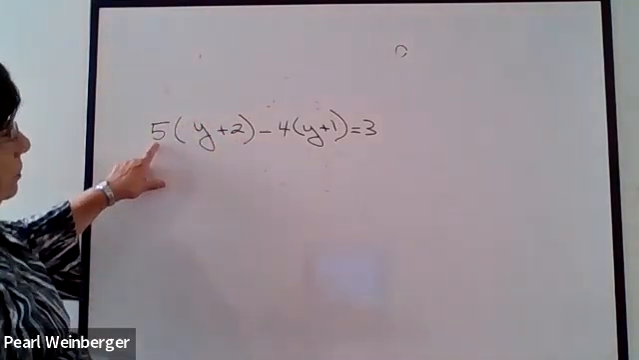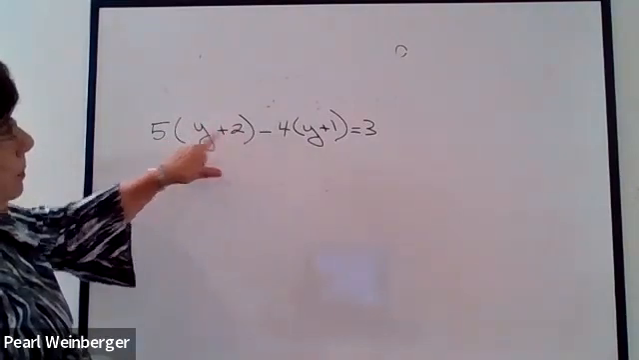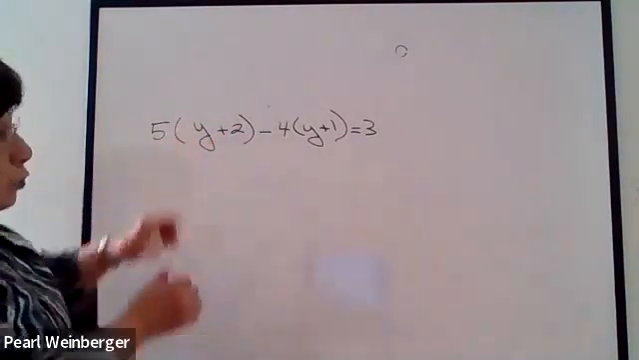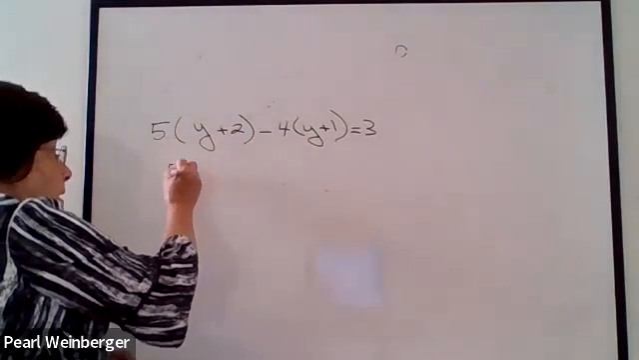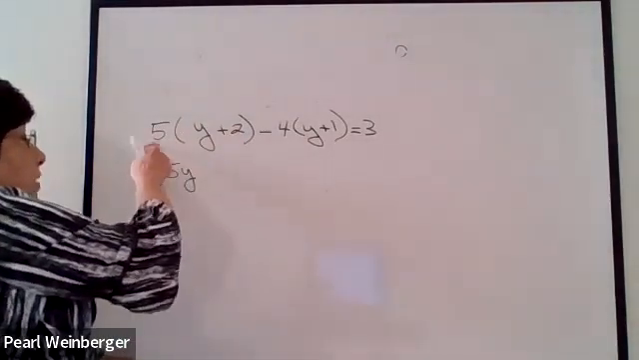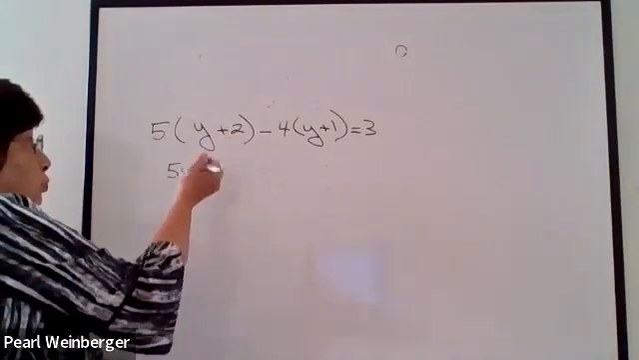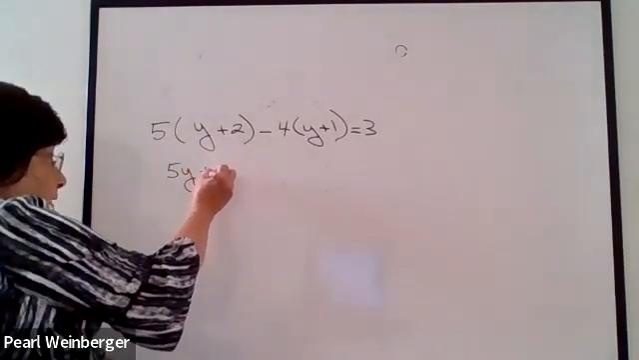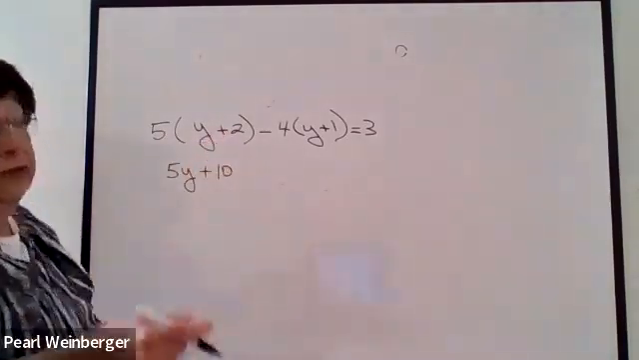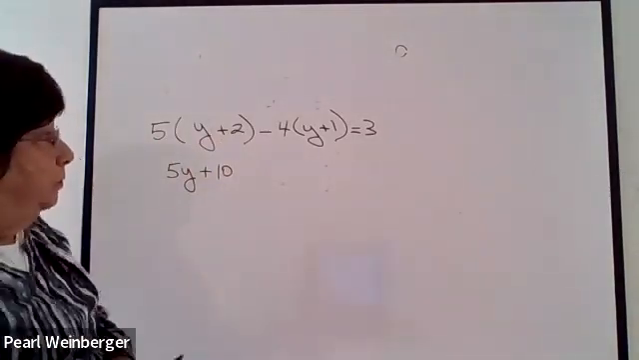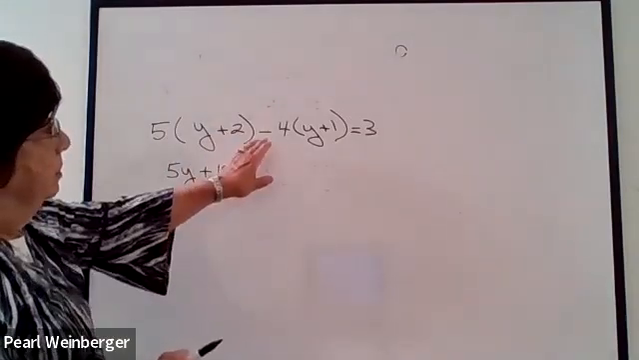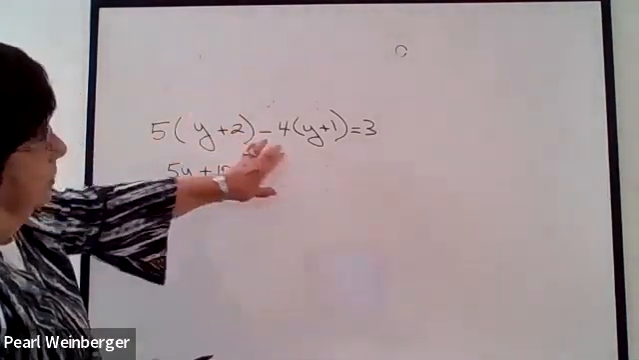So where I see this 5, parentheses y plus 2, I'm going to do 5 times y, which of course is going to give me 5y. And then I'm going to do 5 times 2, which is going to give me positive 10. Remember, a positive times a positive, of course, always gives you a positive answer. Then we go on to the next. That takes care of our first parentheses.